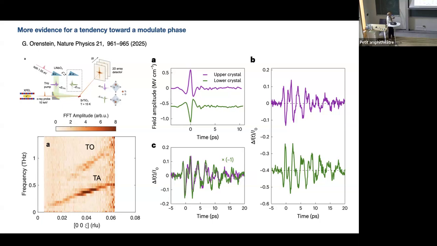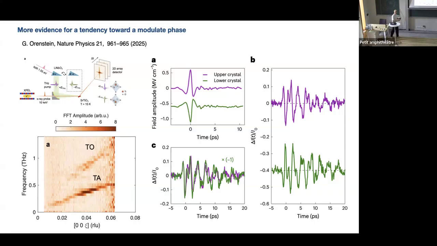What they did here is they pump with a near infrared terahertz pump. They send a pulse like that, and they can change the sign of the pulse. They did that on a diffraction setup, so they have a 2D array detector where they can measure the intensity of the Bragg peak very fast. If you do that, you can do the Fourier transform in frequency and in Q.